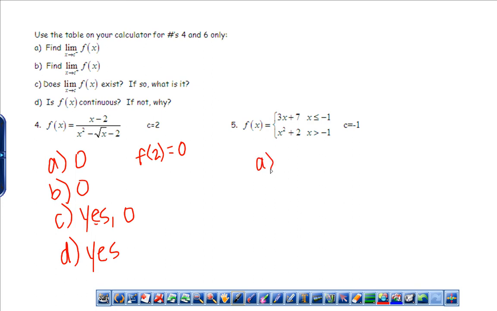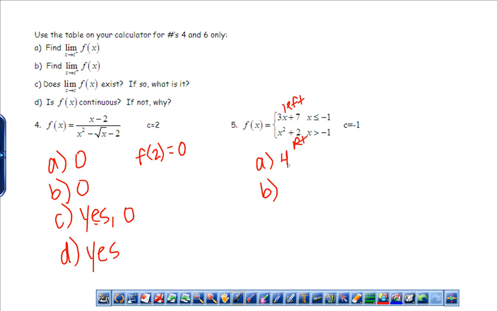Now, I didn't say I had to use my calculator here, so this implies that we should be able to do this without the calculator. Now, we could graph this again, or we could just think about it logically. If I plug in a -1, the left-sided limit is going to come from the less than or equal to side, and the right-sided limit is going to come from the other piece. This is a piecewise function. So let's plug in a -1 right here. 3 times -1, that's -3, plus 7, that's 4.